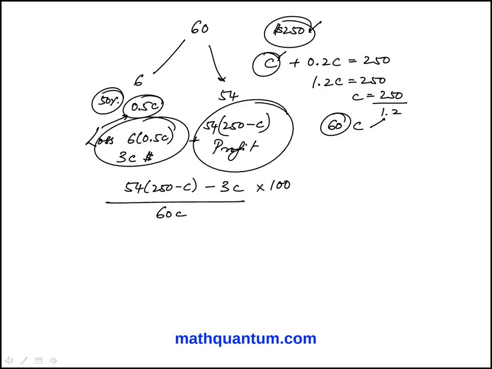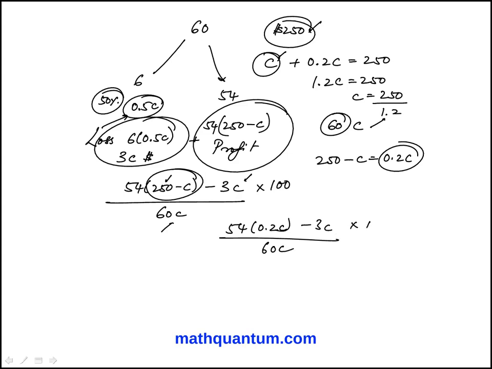So what I'm actually going to do is replace 250 minus C. If you notice that, 250 minus C is 0.2 C. This is the markup. So actually, I just write it as 0.2 C. The reason I'm doing that is I have a C here and a C here. So I know that they all will cancel. So I can factor a C, and that would just drop out. Or you can just do it this way.